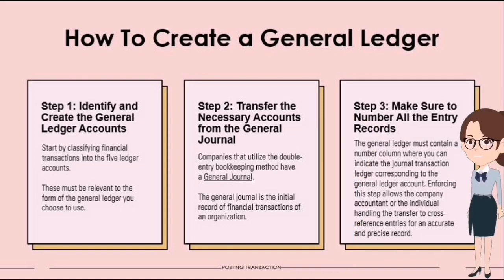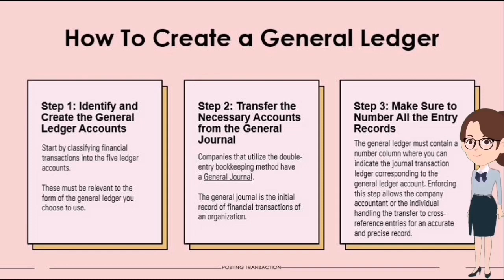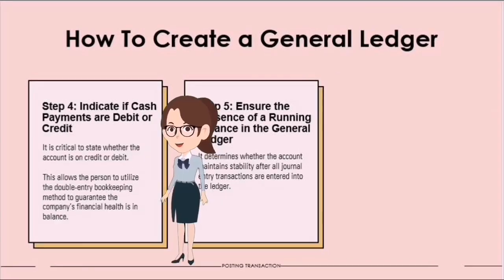Step 3. Make sure to number all the entry records. The general ledger must contain a number column where you can indicate the journal transaction ledger corresponding to the general ledger account. Enforcing this step allows the company accountant or the individual handling the transfer to cross-reference entries for an accurate and precise record. Step 4. Indicate if cash payments are debit or credit. It is critical to state whether the account is on credit or debit. This allows the person to utilize the double entry bookkeeping method to guarantee the company's financial health is in balance.